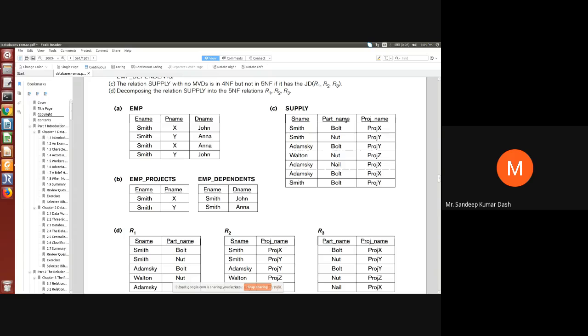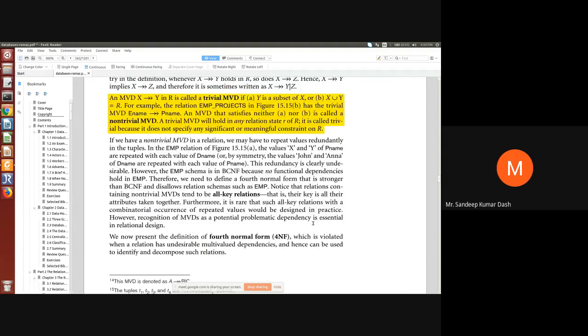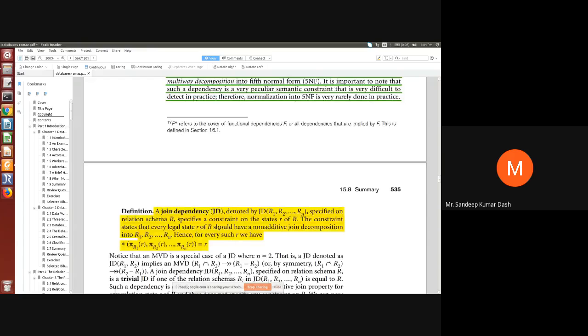Why is this not in 5NF? I had to divide it into 3 so that these 3 are in 5NF. Now, any answer for this? I told you that a relation will be in 5NF if it has all the attributes combined as the key. Here also all the attributes combined are the key. But this is not in 5NF because it says an additional thing: it should have a non-additive join here.